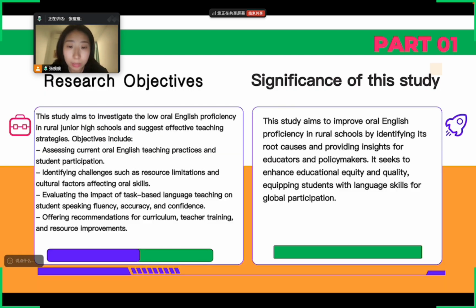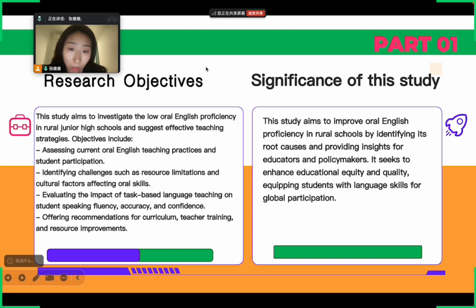The first part is the research aims and importance. The research aims are to look into the low-level oral English situation in rural junior high schools and put forward useful teaching methods. This includes evaluating teaching practice, figuring out challenges, assessing how task-based language teaching affects things, and making improvement suggestions for curriculums and so on.